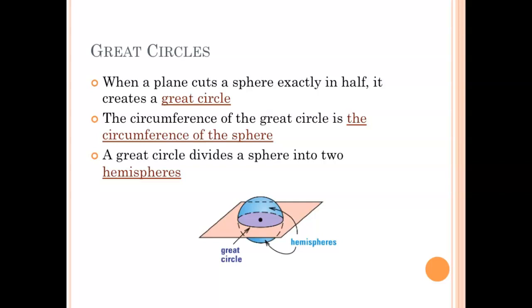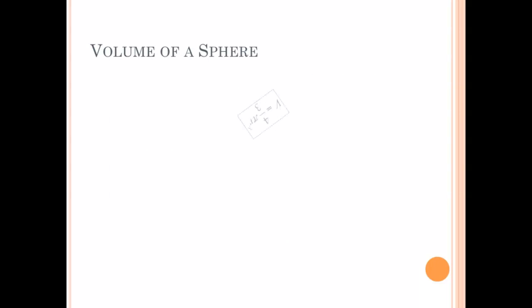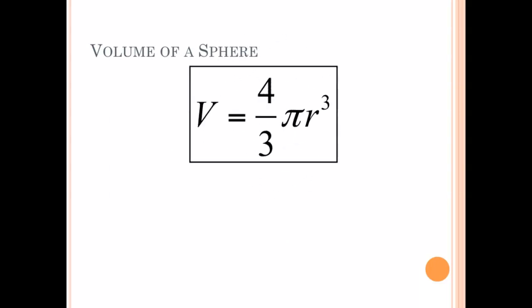Alright, now let's talk about the volume of a sphere. So we talked about surface area, that's 4 pi r squared. Now the volume of a sphere is given by this formula here, 4/3 pi r cubed. And again, we only need to know the radius r, and that will give us the volume, 4/3 times pi times r to the 3rd power.